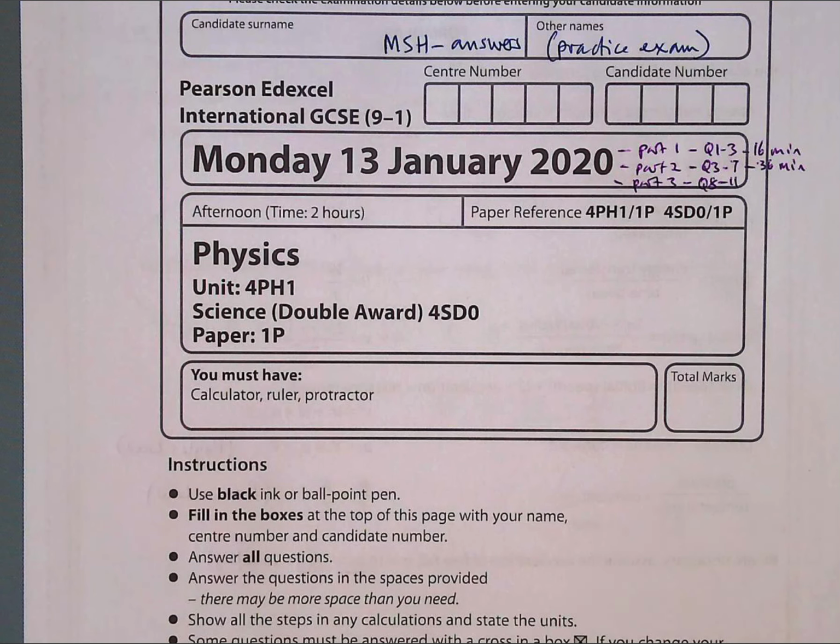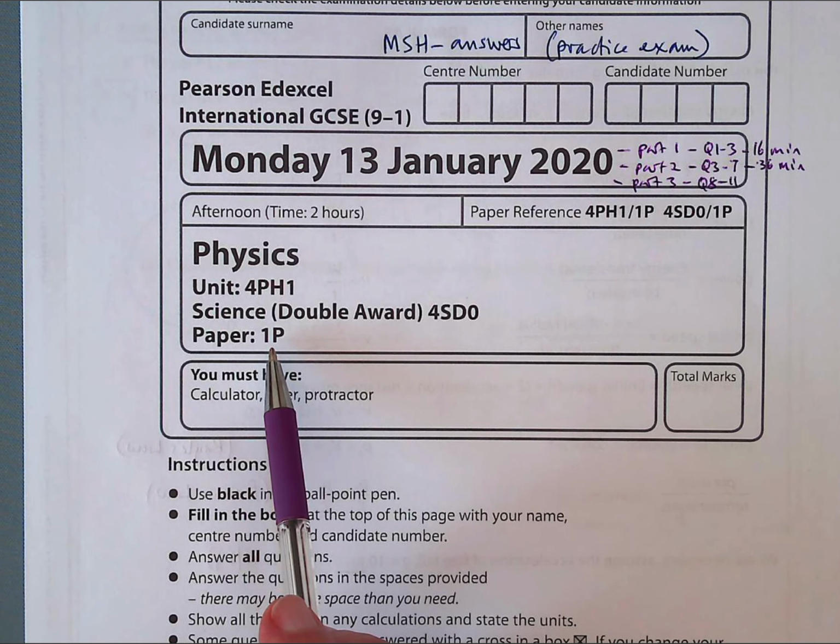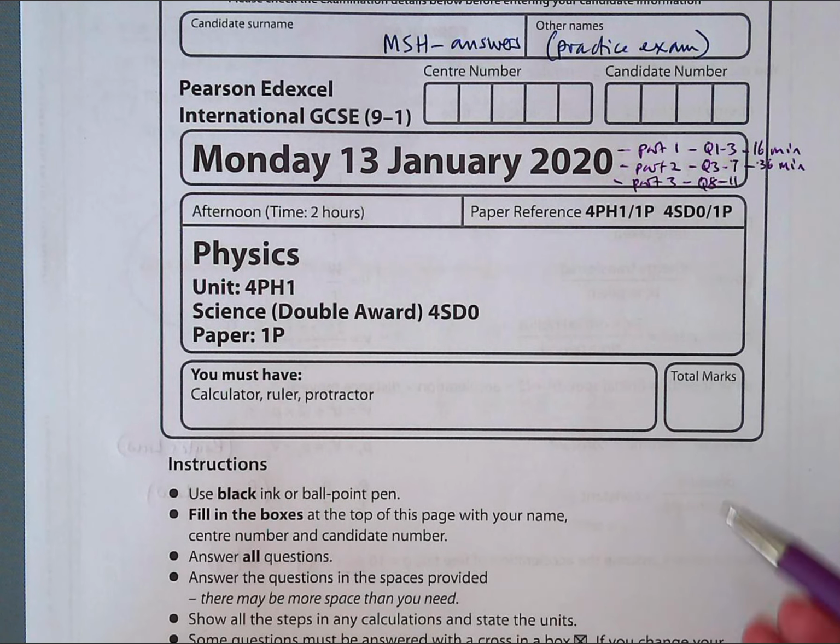We're going to go straight into the third part of this January 2020 Physics Paper 1, which is also the physics for the Double Award IGCSE. So if you're doing Double Award, this is the only paper you take. And if you're doing physics, you'll also get a Paper 2P, I think it's called.